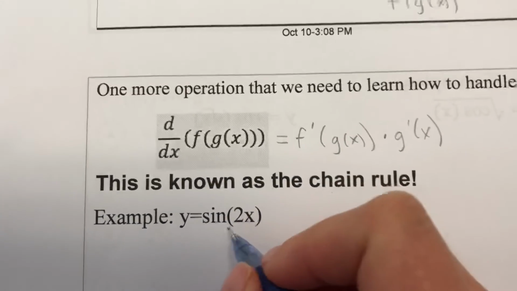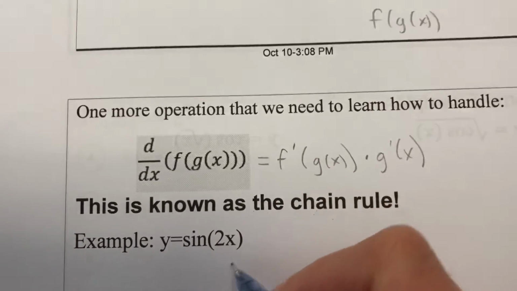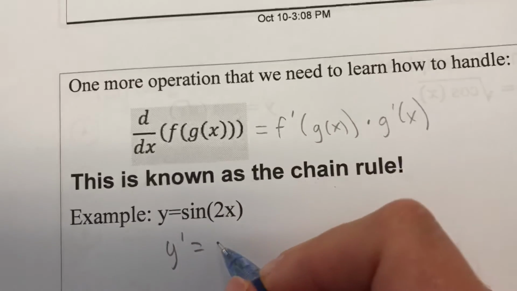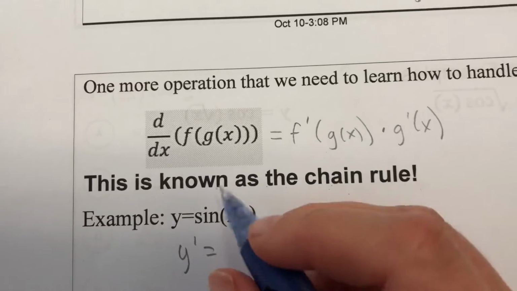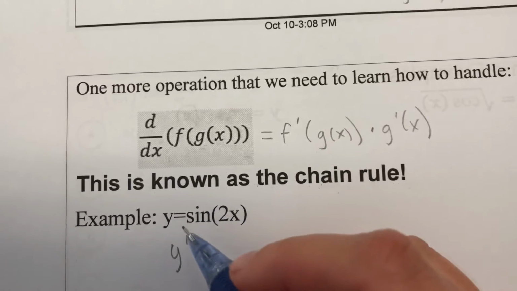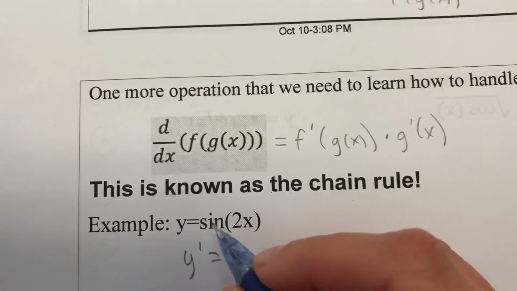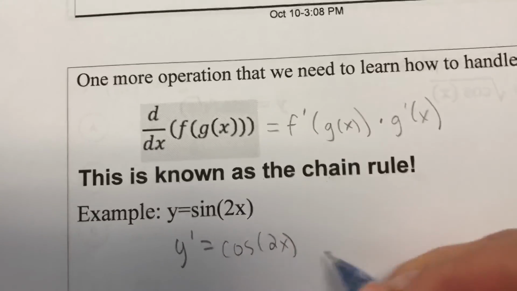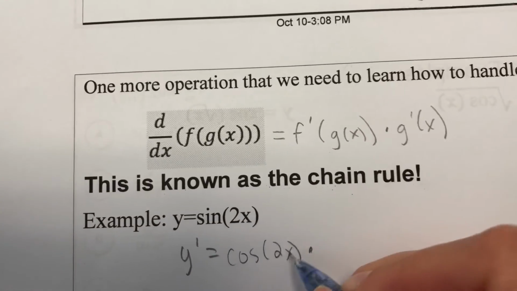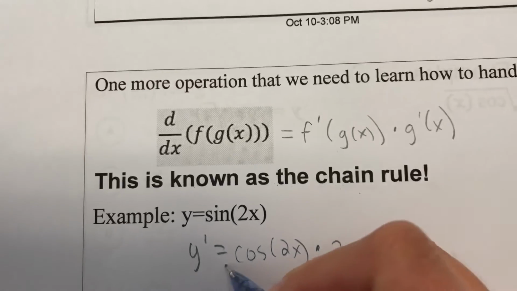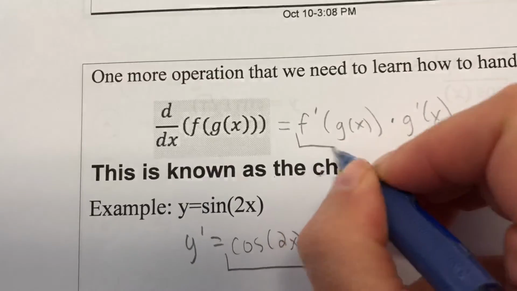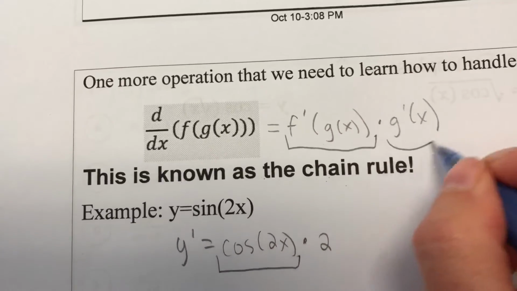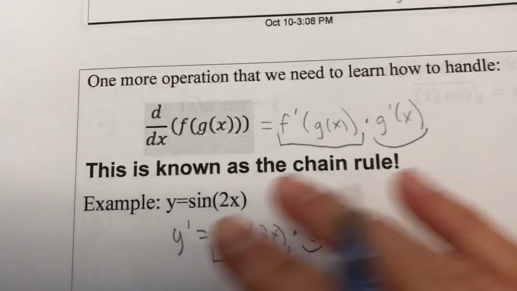So let's do a little example to try to make it make a little bit more sense. Here the outside function is sine. From that trig video, you should know that the derivative of sine is cosine. So the derivative of the sine of 2x would be the cosine of 2x. So you leave the 2x plugged in, and then you multiply by the derivative of 2x, which is 2. So we took the derivative of the outside function but left the inside in, and then we multiplied by the derivative of the inside function.